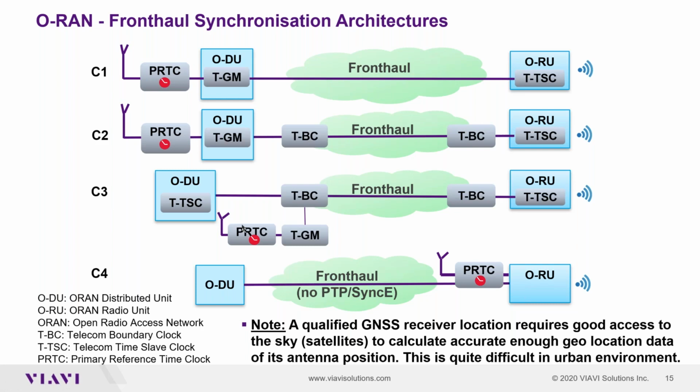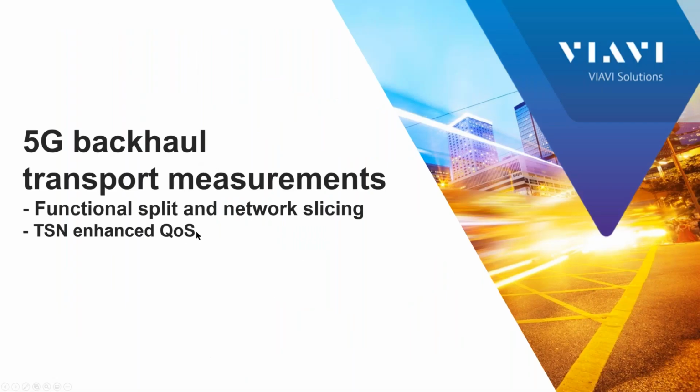And the next step is now coming to transport measurements in the backhaul. I've also added here quick information about functional split and network slicing. This is often mixed up, or somebody thinks it's the same. I want to show the difference. And then also the quality of service enhancement for time-sensitive networking, and exactly what it means.